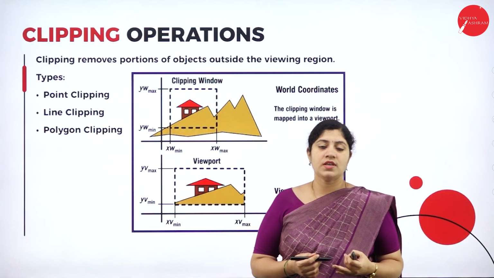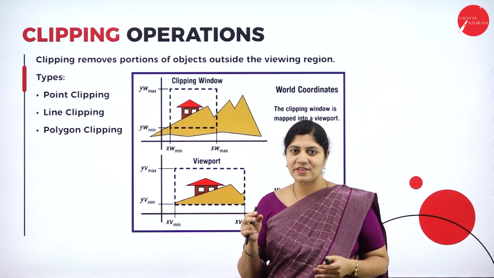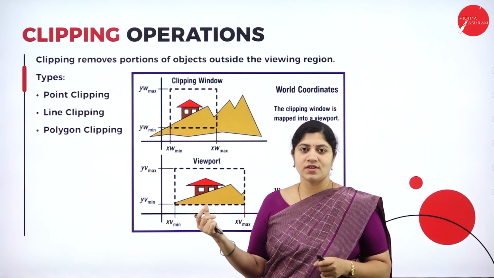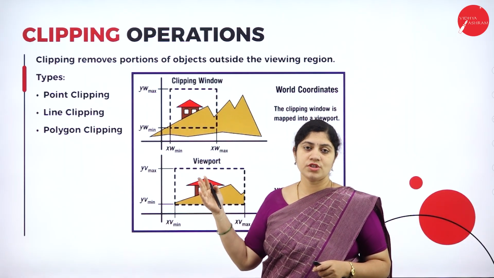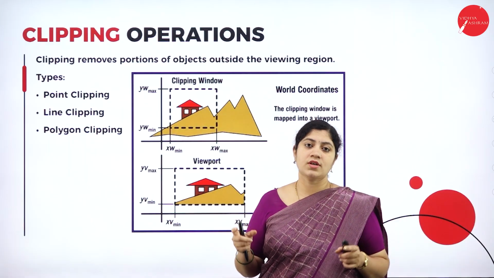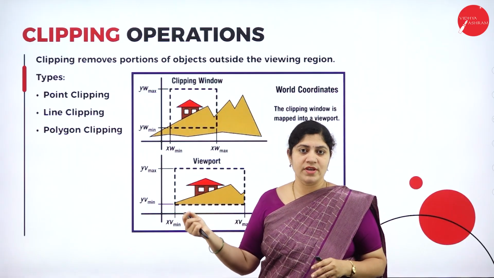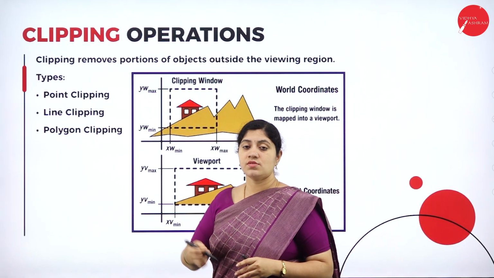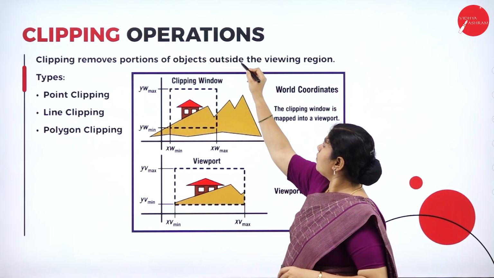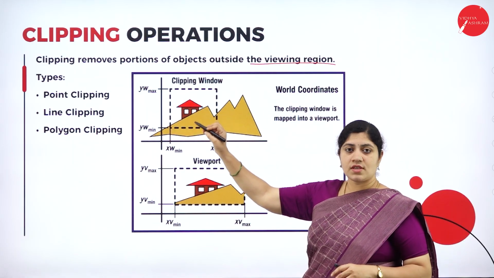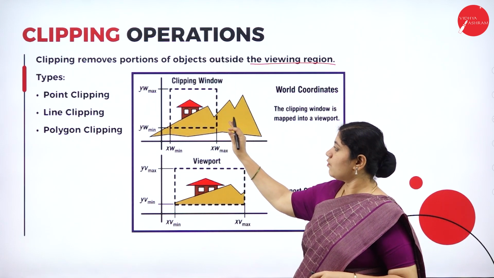The next operation is the clipping operation. Now we know clipping in the sense of cutting something, right? Yes, we do the same over here. But what we cut is the outside portion of the object that is not visible on the screen, and that is considered as clipping. Thus, we can say that clipping is responsible for removing objects that are outside of the viewing region. Thus, clipping removes portions of objects outside the viewing region.